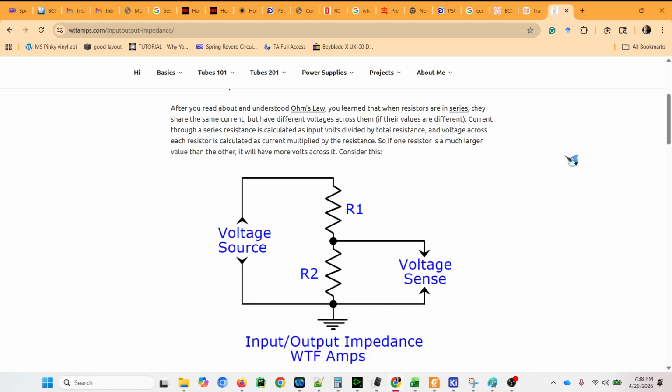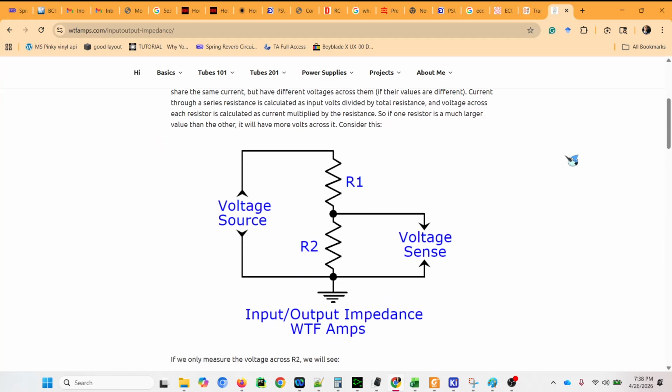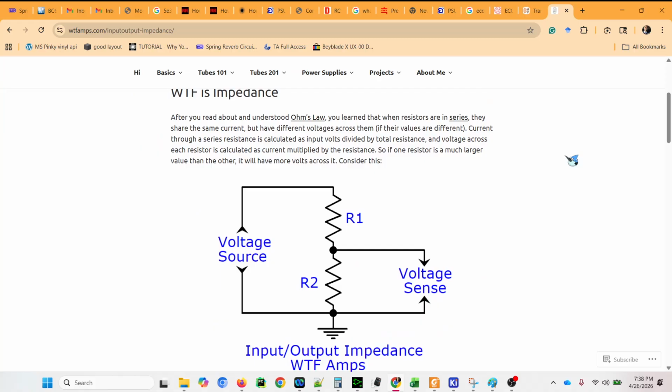Okay, folks, so I wanted to show you this other website, WTFamps.com, Wauwatosa Tube Factory is what it's called. They have a lot of good resources here too. And what I wanted to talk to you about is something called input and output impedance.